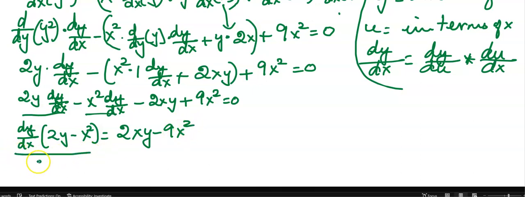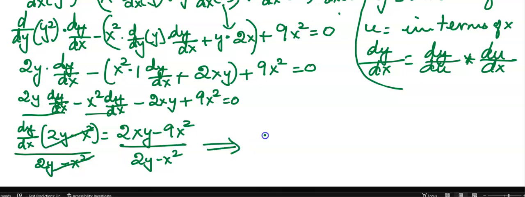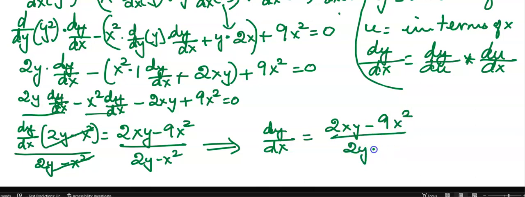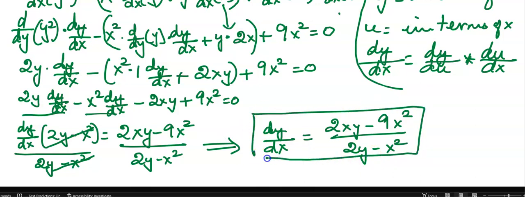Then divide both sides by 2y minus x squared, so that these two terms will be cancelled. So from here we get dy dx is equal to 2xy minus 9x squared divided by 2y minus x squared. So that is the derivative. So look at this. Because of implicit function, we have this derivative also in terms of both x and y.